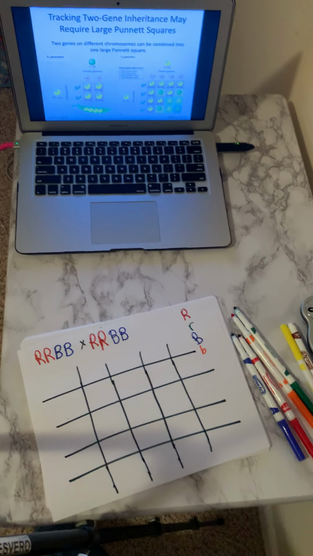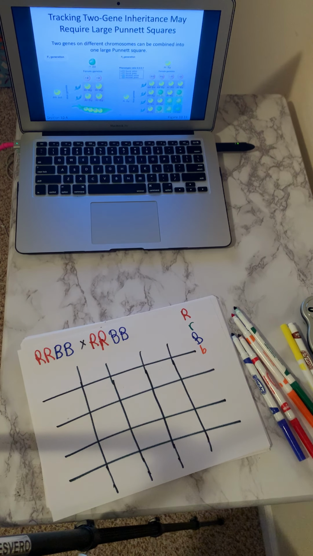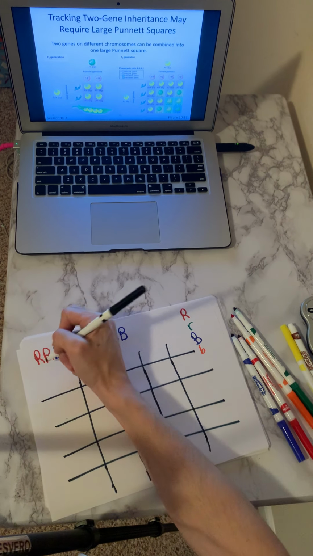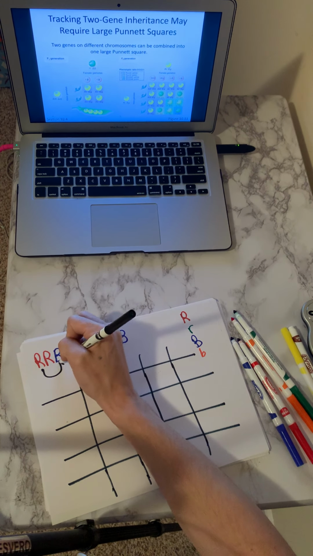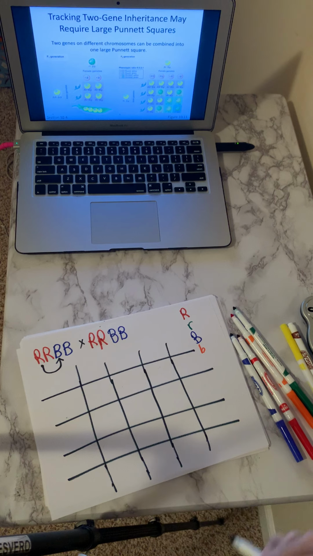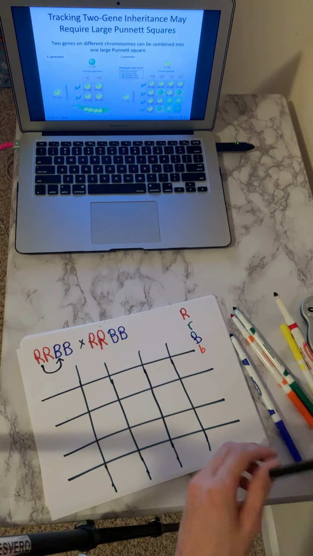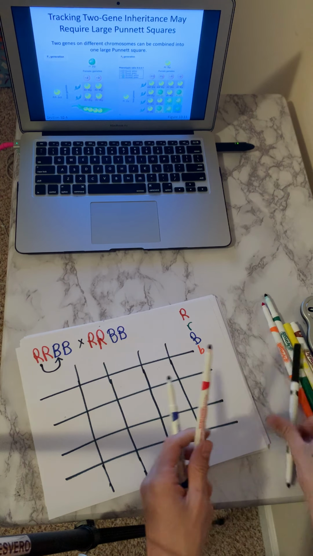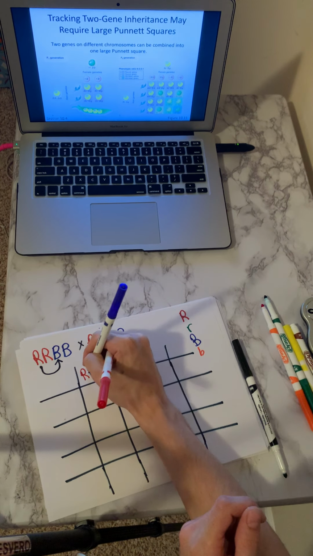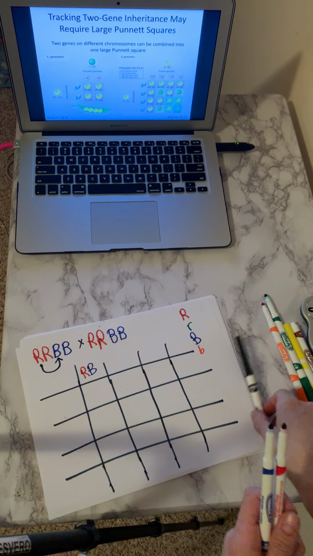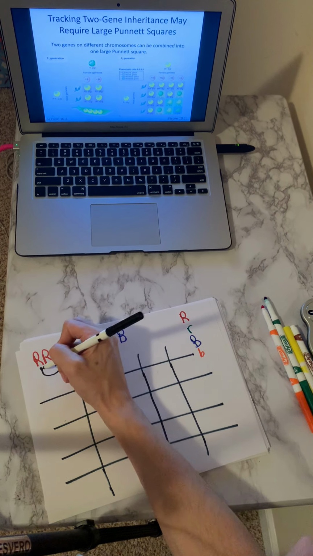Now in this case, we have to do the FOIL method: first, outer, inner, last. Let's talk about our first individual. You're going to start here, and you're going to distribute it to the first letter. So big R, big B. That's what's going to go in the very first block here. Big R and big B. Let's go ahead and FOIL: first, outer.